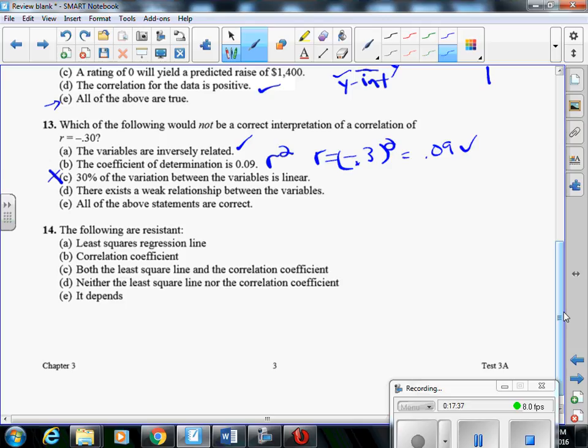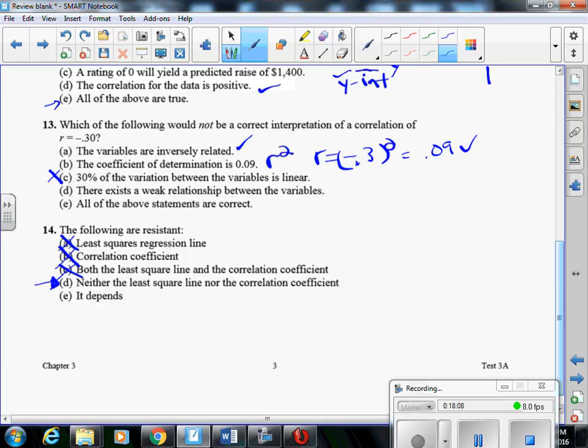Okay. 14, the following are resistant. When they say resistant, they're talking about resistance to outliers. Is the least square regression line resistant to outliers? No, it's definitely not resistant to outliers, which means the correlation coefficient is not going to be resistant to outliers either. Both the least square regression line and the correlation coefficient are resistant. Nope, that's not true. So the final answer is D.